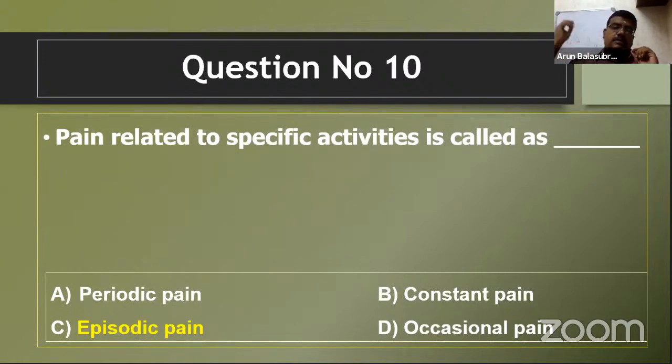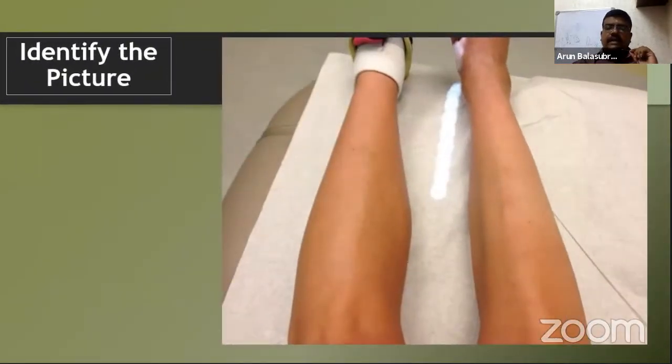When a patient comes with shoulder pain, when I do 180 degrees of flexion only, I have pain. Otherwise, I don't have pain. So activity related pain is called episodic pain. A very easy question. Another picture. What do you see in this picture?